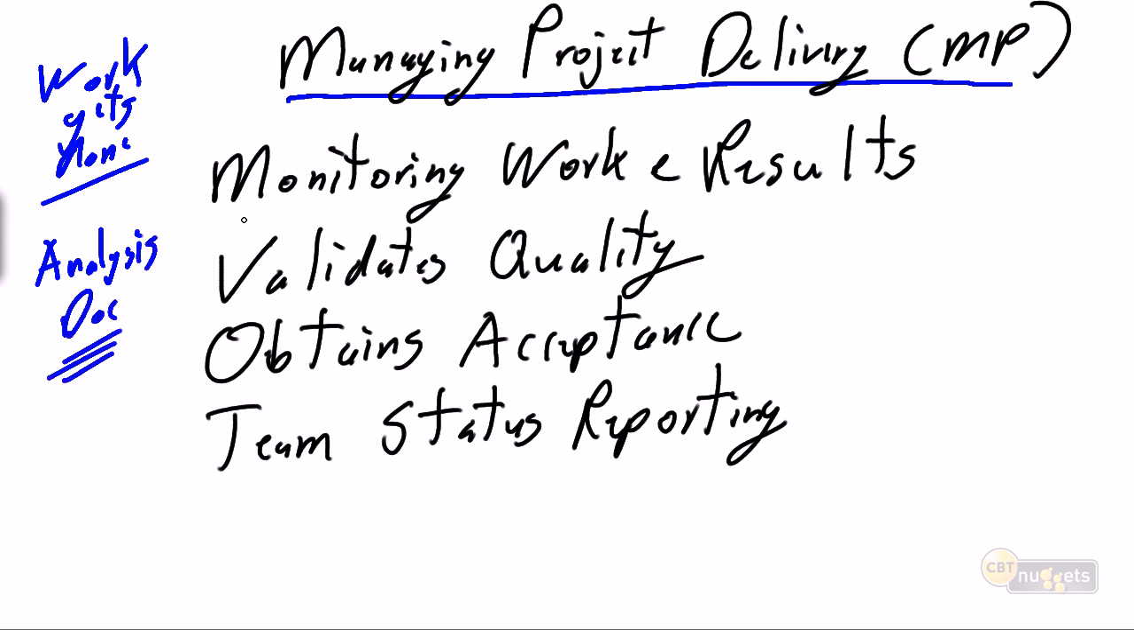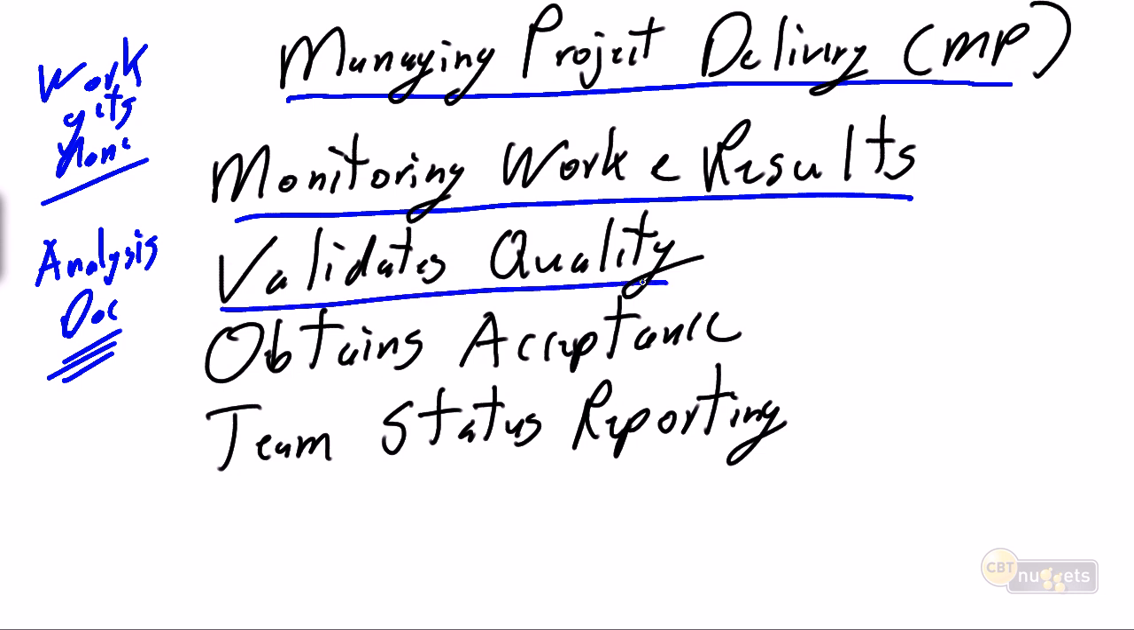So our involvement, the project management activity, is monitoring the work and the results. Is the work getting done? Is the work getting done at the appropriate level of quality? It's validation of the quality. It's quality assurance and quality control. Are we doing the right things? And are we doing things right?